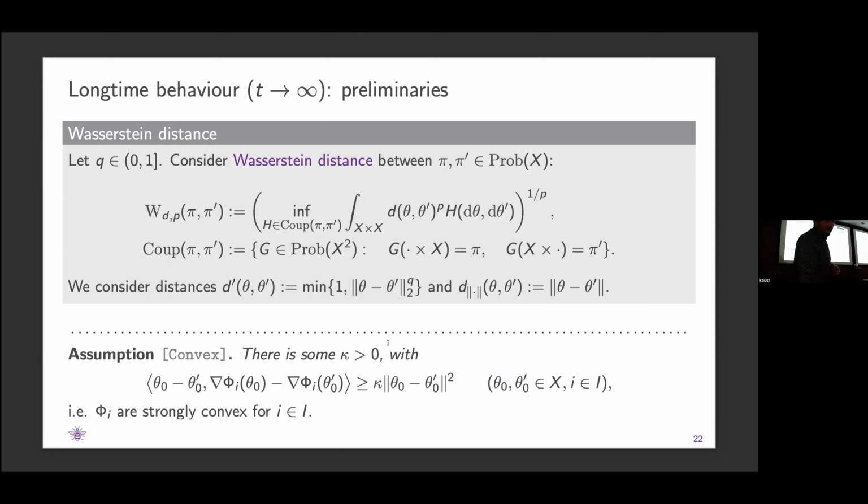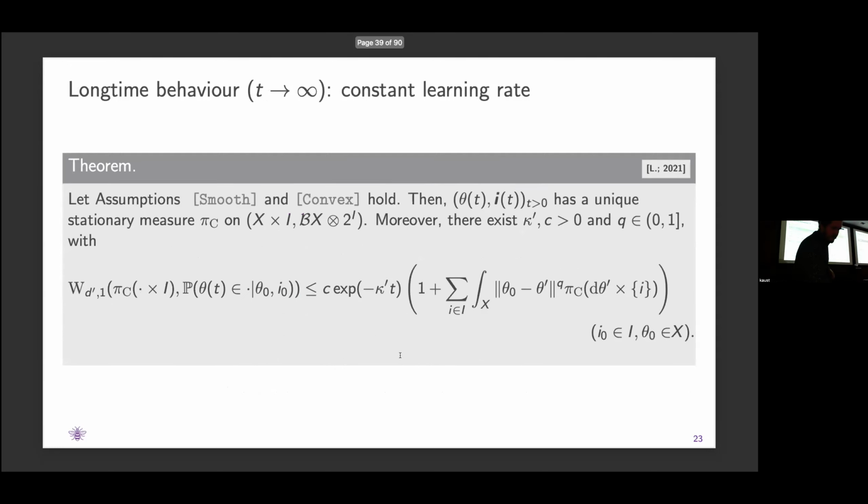For long-term behavior, we will measure things in this Wasserstein distance, here a Wasserstein distance with a distance that is capped at 1. We need strong convexity; here they are all strongly convex, though for the constant learning rate result only some of them need to be. Therefore, for constant learning rate, there's a unique stationary measure, and we converge to it at exponential speed. That's really fast.